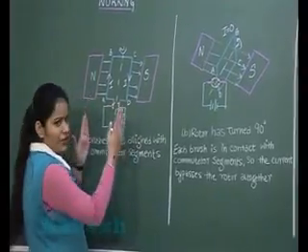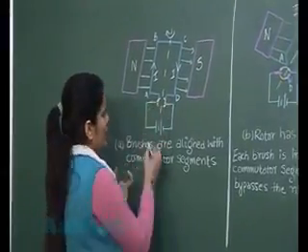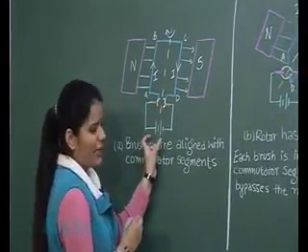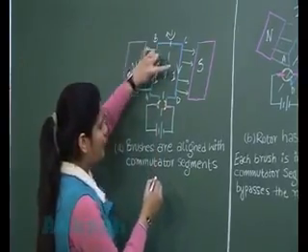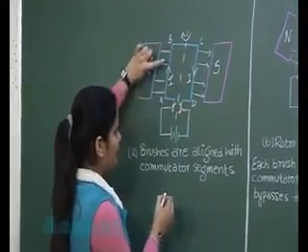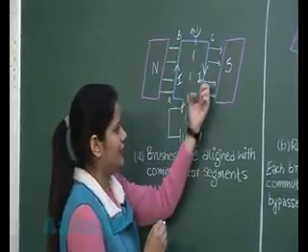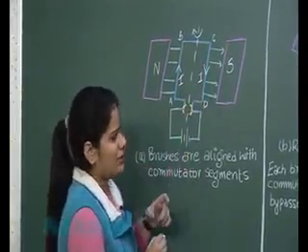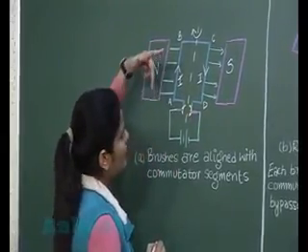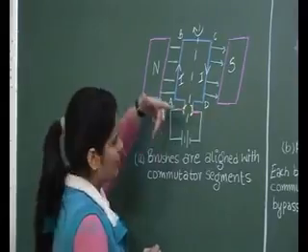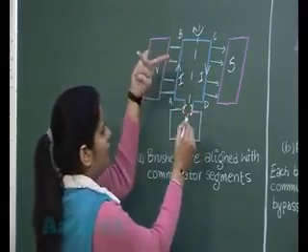Student, see in figure 1, these are commutators, these are brushes, and this is connected to the battery. Current is flowing in the armature ABCD. In arm AB, current is in the upward direction, and in arm CD, current is in the downward direction. Using Fleming's left hand rule, we can find out the direction of force. This is the direction of magnetic field from north to south.